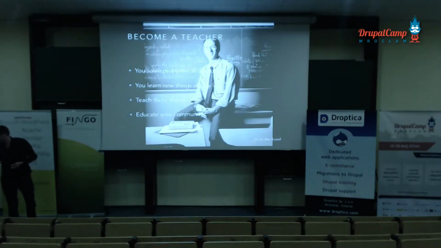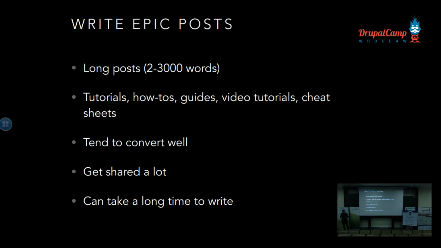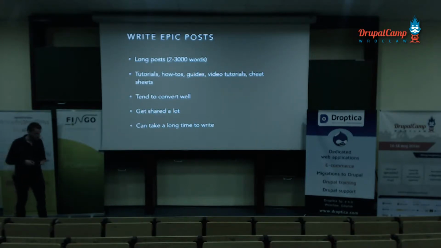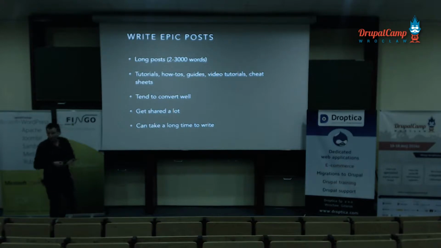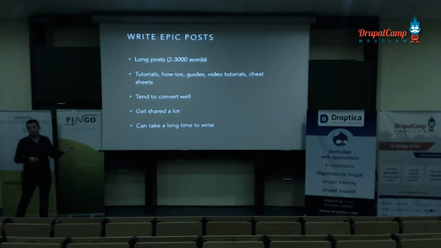So before we go, there's two kinds of blogging that I want to talk about. The first one is when you write what I call an epic post. An epic post is a very long blog post, normally around 3,000 words. It could be a very long tutorial, a guide, could even be a video or a cheat sheet. These long blog posts tend to convert very well. They also tend to attract quite a lot of traffic because they get shared quite a lot. The problem is that they take a very long time to write.